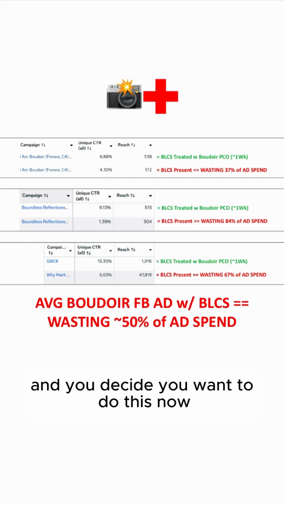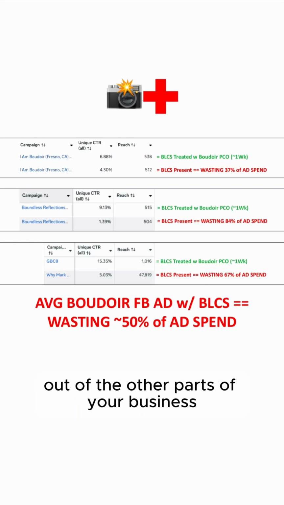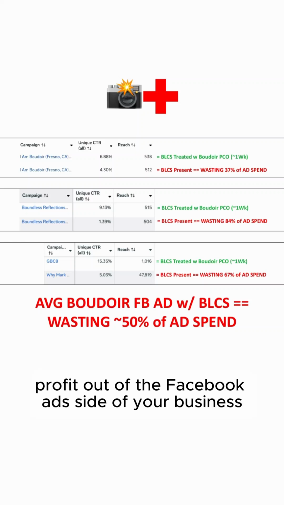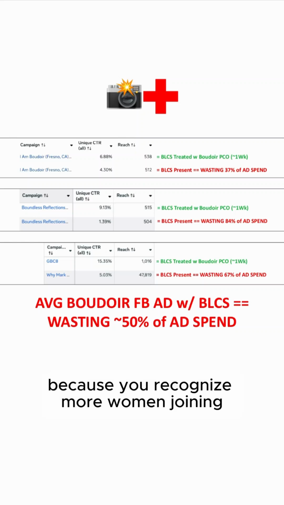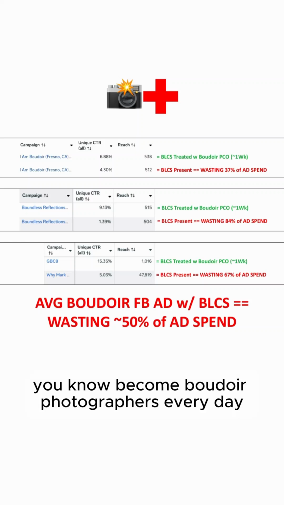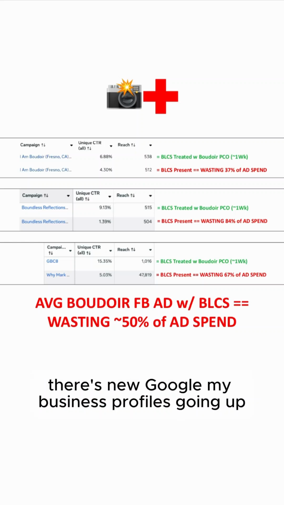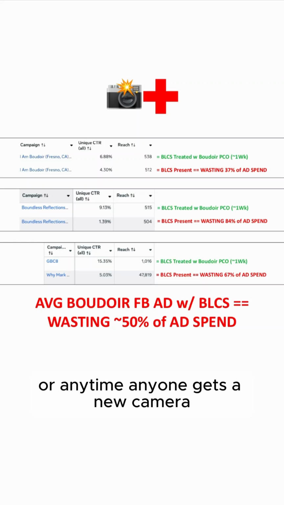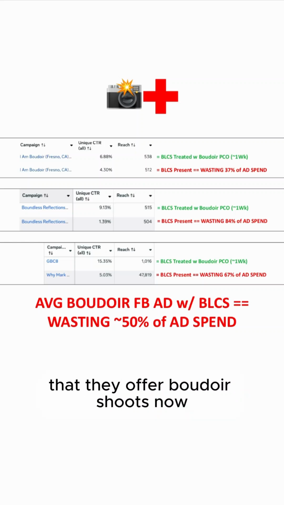And you decide you want to do this now because you've pulled profit out of the other parts of your business. Now you want to pull and optimize profit out of the Facebook ad side of your business. Kind of plug the leaking hole there because you recognize more women are joining, becoming boudoir photographers every day. Seems like anytime anyone gets a new iPhone, there's new Google My Business profiles going up, or anytime anyone gets a new camera, there's new peeps posting in the mom groups for boudoir that they offer boudoir shoots now.